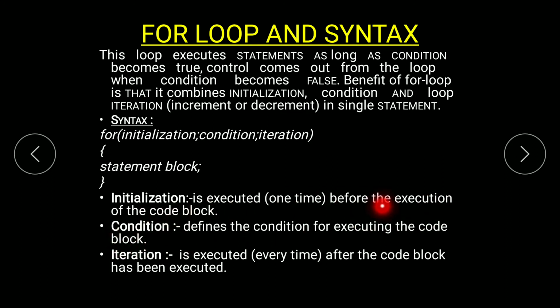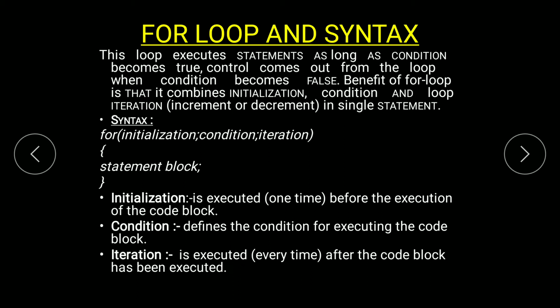This condition defines the condition for executing the code block. It checks the value of the variable, or compares your value with another value, and if that condition becomes true, the block of the for loop will be executed, otherwise it will not be executed. Okay, next is the iteration. Iteration is executed every time after the code block has been executed.